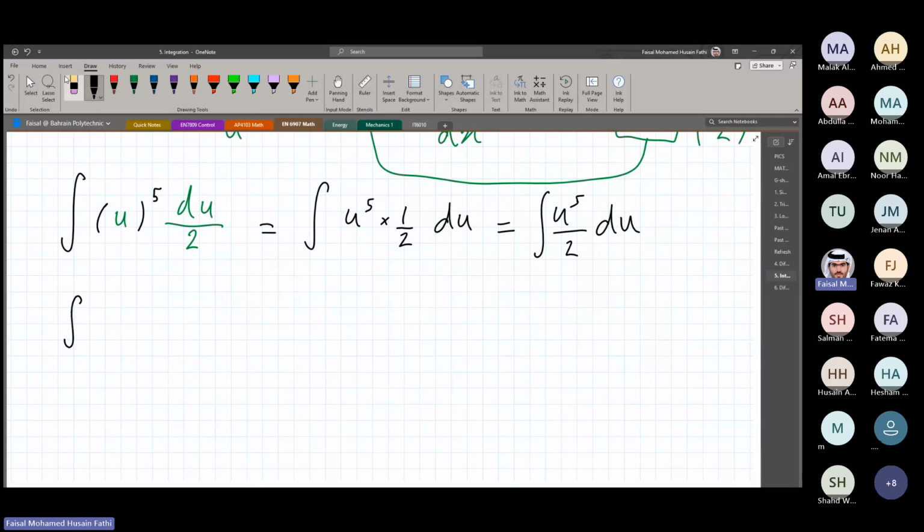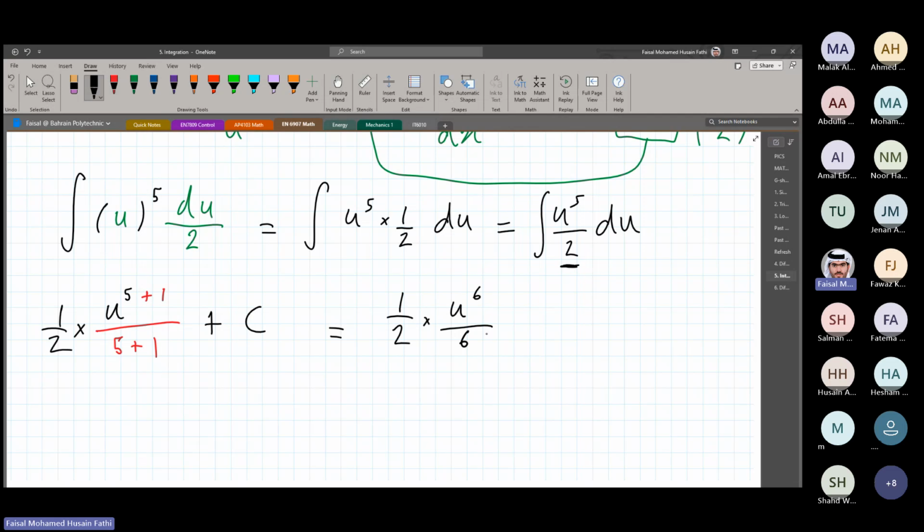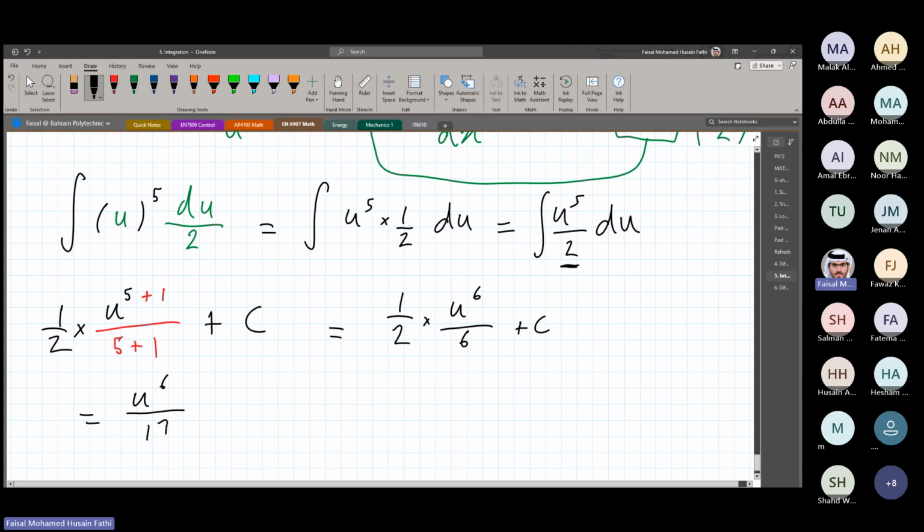So the integration is going to give us u to the power of 5, it's basic integration, plus 1, and then over, the 1 over 2 is a constant, this 2, it's just a constant, I will keep it outside, over 5 plus 1, and yeah, that's it, plus c. So in other words, this is equal to half times u to the power of 6 over 6 plus c. So it's simply equal to u to the power of 6 over 12 plus c.